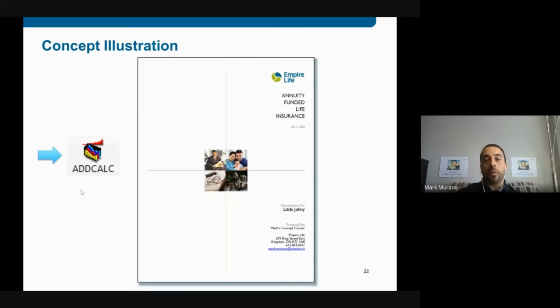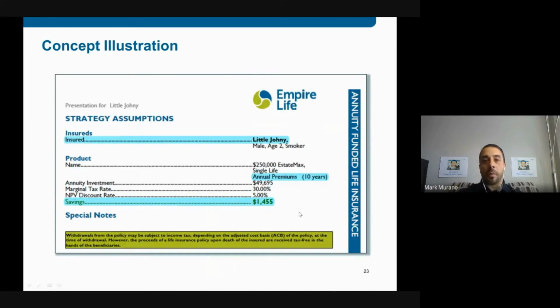Of course, now we use our AdCalc, which again, I'm going to show you in a moment. We plug these numbers all into AdCalc, which again is our concept software we've talked about the last few weeks. AdCalc then produces this very client-friendly concept illustration, annuity funded life insurance for little Johnny. It gives over our basic assumptions page: life, annuity, child, and the premiums. It shows you the savings of $1,455. This would be the savings of paying using the annuity versus paying the annual premiums of $5,115.